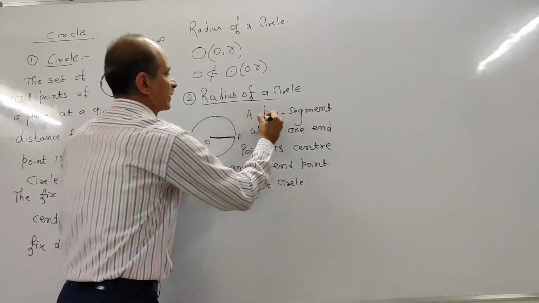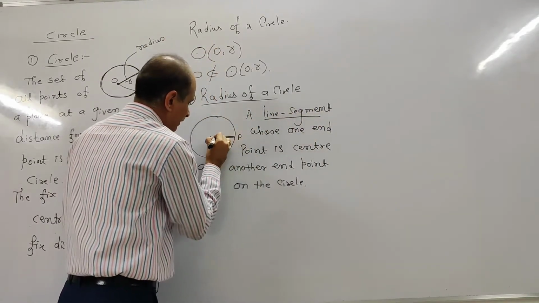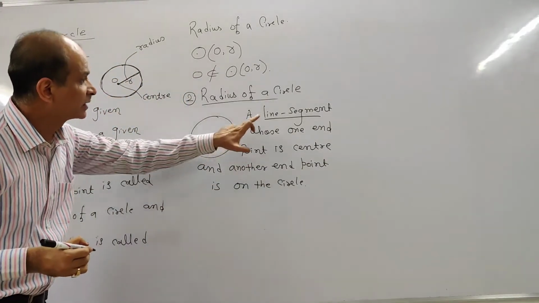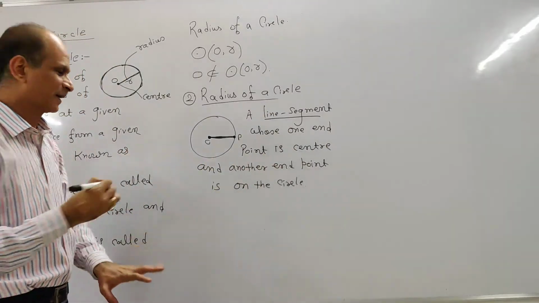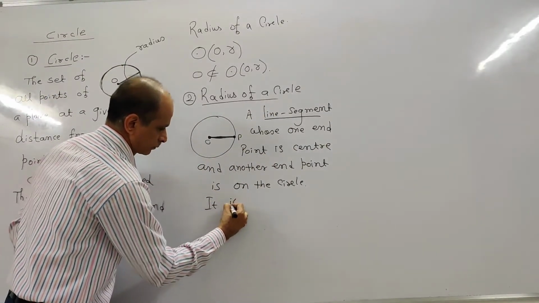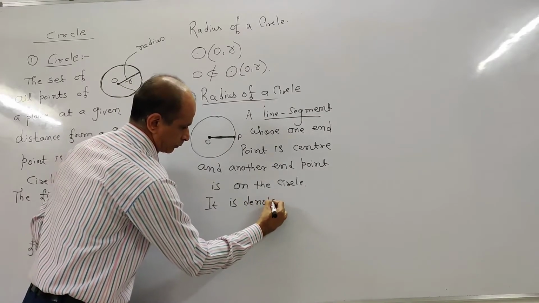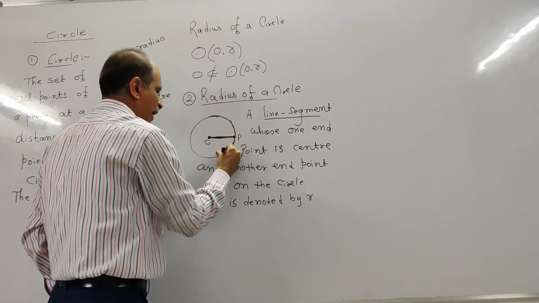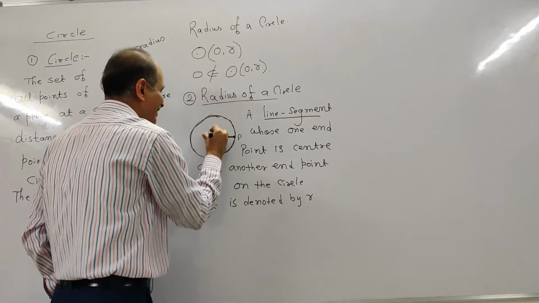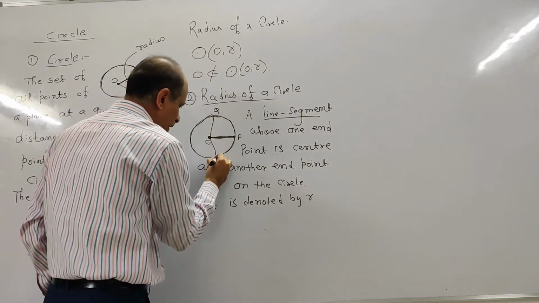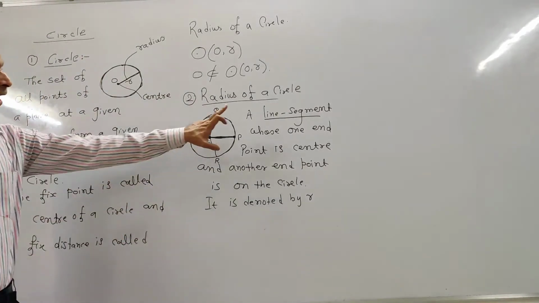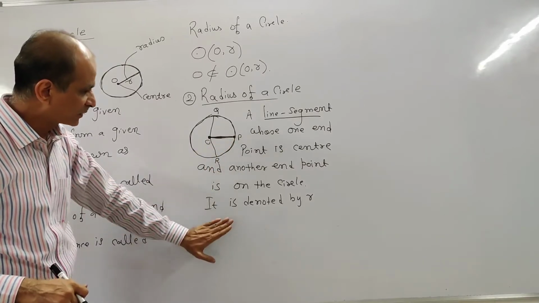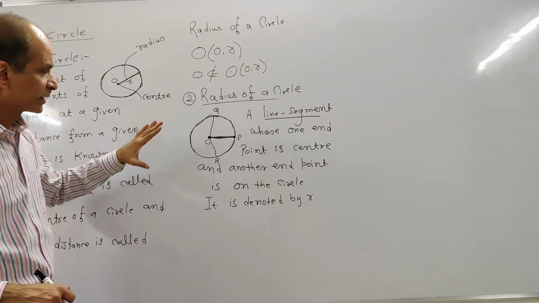So this line segment whose one end point is the center of a circle and the other is a point of a circle is known as the radius of a circle, and it is denoted by R. So you know how many points are there on a circle? Infinite. And that's why there are infinite radii. OQ is also a radius. OR is also a radius. Because a line segment whose one end point is the center of a circle while the other end point is a point of a circle is known as the radius of a circle.